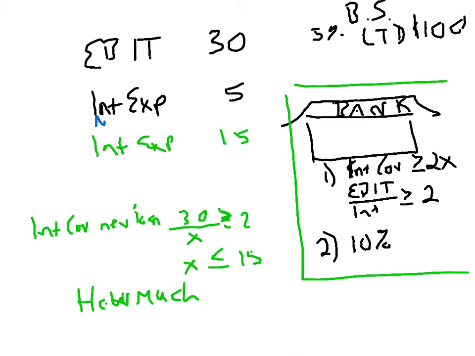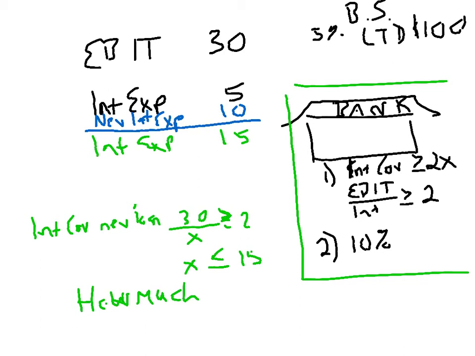So new interest expense is what we're looking for to plug. So 5 plus something must equal 15. That's pretty easy. We don't even have to draw that out. It's going to be 10, right? 5 plus 10 equals 15. Awesome. So we're partway there.